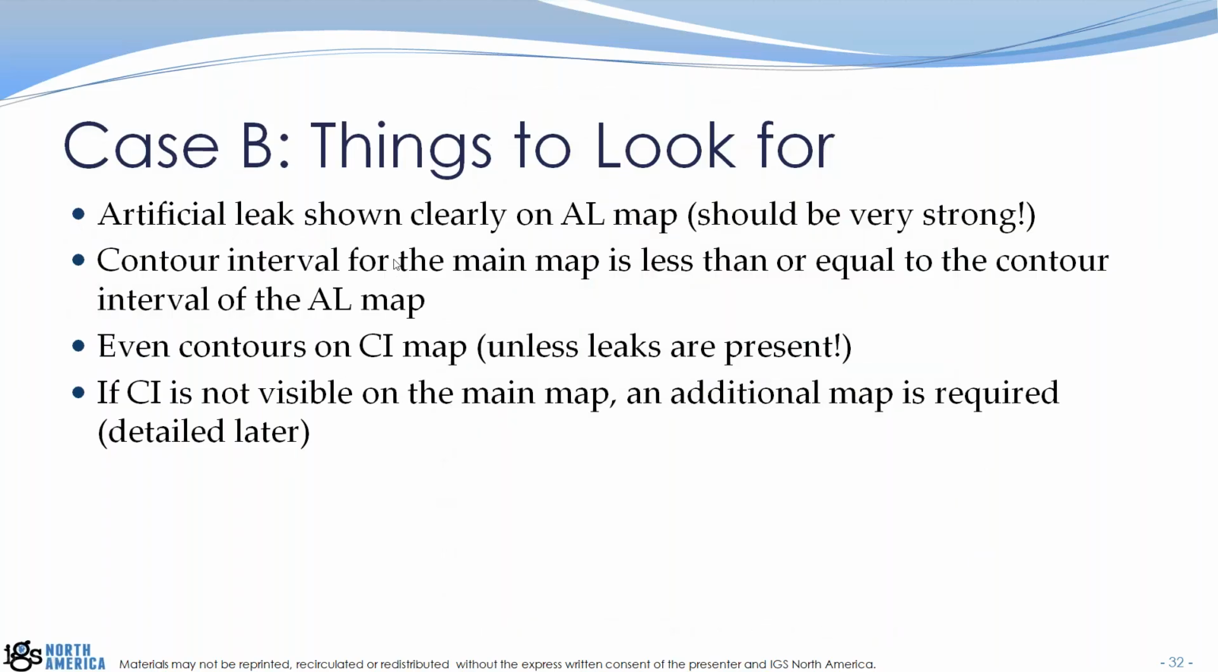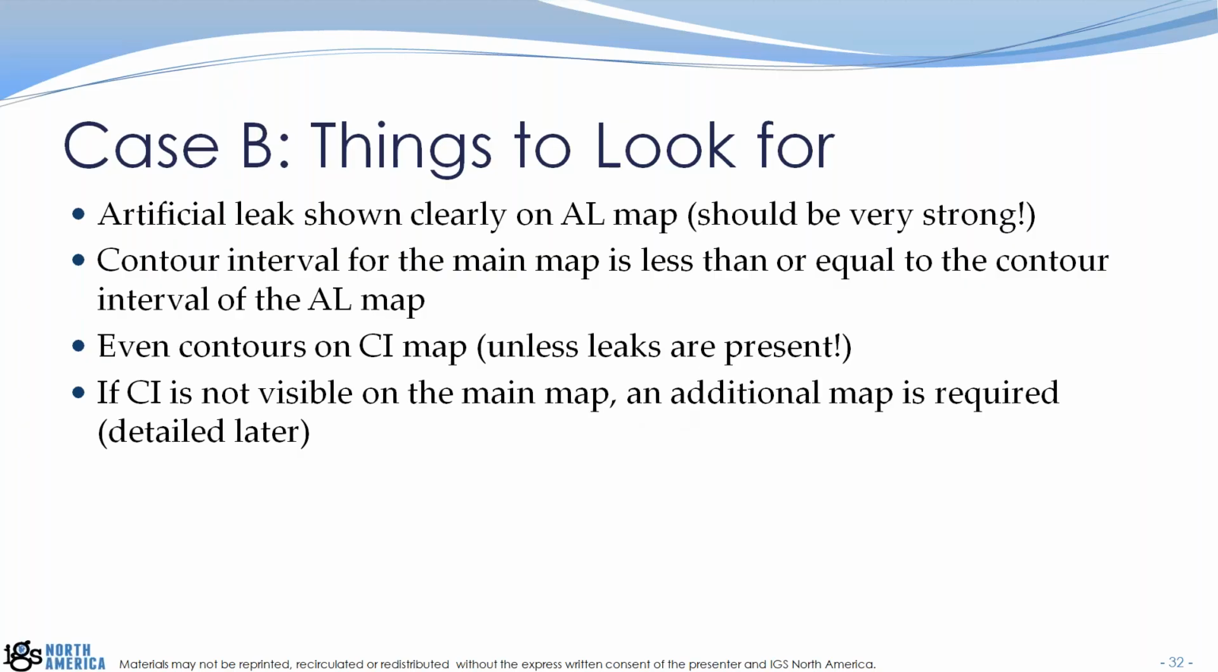So things to look for on case B. The artificial leak should be shown clearly on the artificial leak map, should be very strong. The contour interval for the main map should be less than or equal to the AL map. There should be even contours on the CI map unless leaks are present or there's some other reason for the anomaly. If the CI is not visible on the main map, an additional map is required.